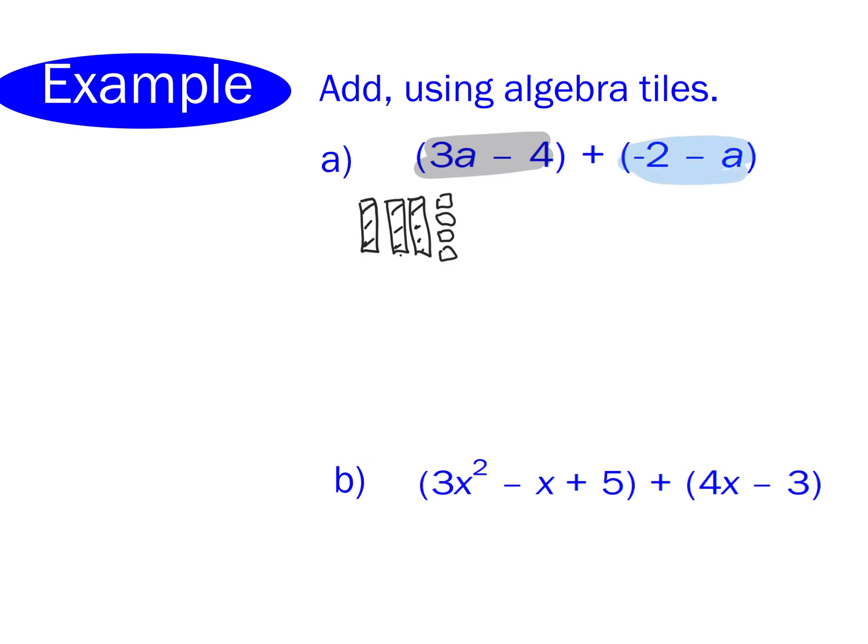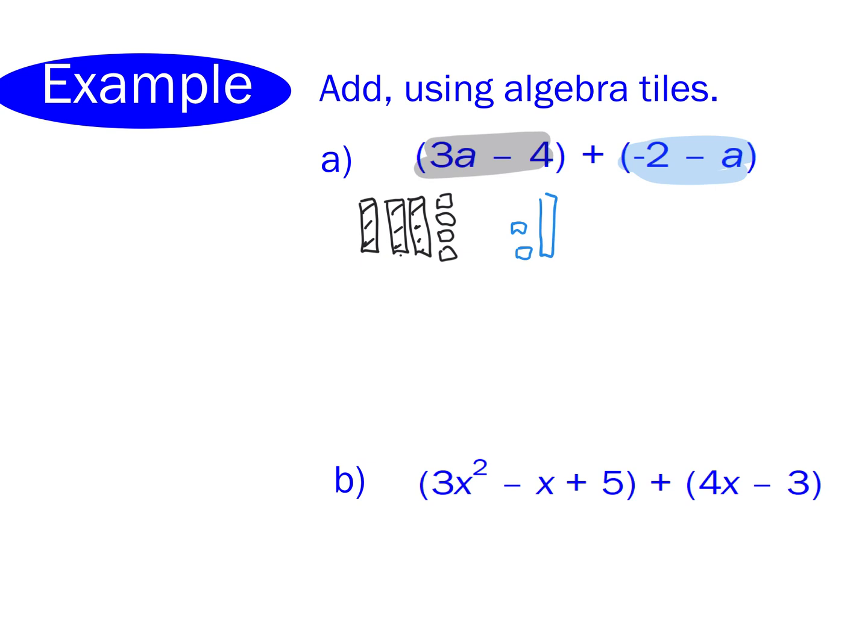Then we're going to represent negative 2 minus a using algebra tiles. The negative 2 is 2 unshaded little squares, and the negative a is an unshaded rectangle. All the blue tiles I just drew are unshaded because they're all negative. All negative tiles are unshaded.